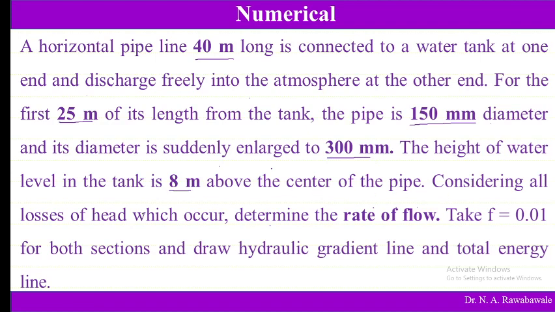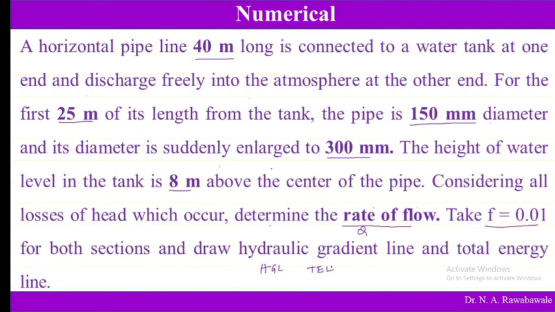Considering all losses of head which occur, determine the rate of flow and take the coefficient of friction as 0.01 for both sections. So for the pipe of 150 mm diameter and the pipe of 300 mm diameter, the coefficient of friction is the same. And also draw the hydraulic gradient line and total energy line. So we have to find the flow rate Q, then obtain the H.G.L and total energy line.